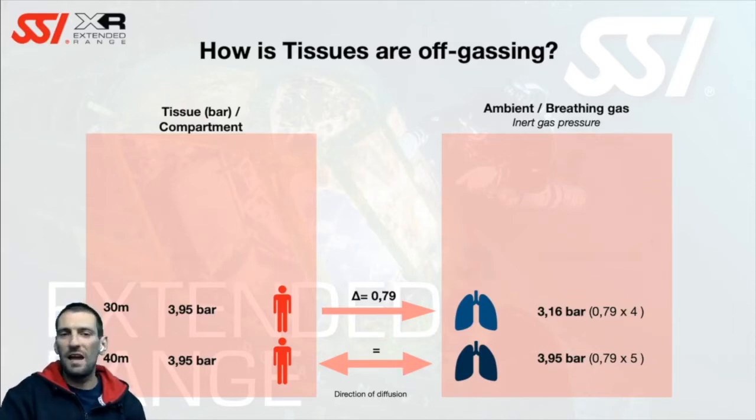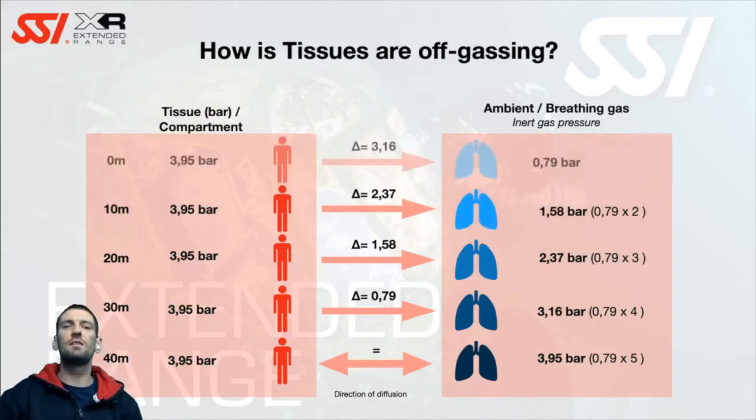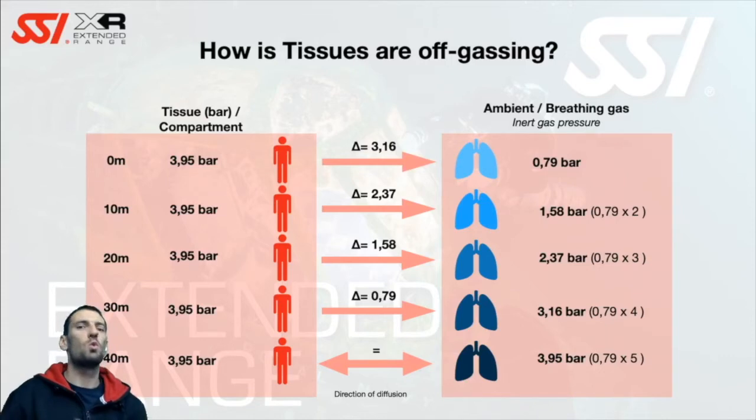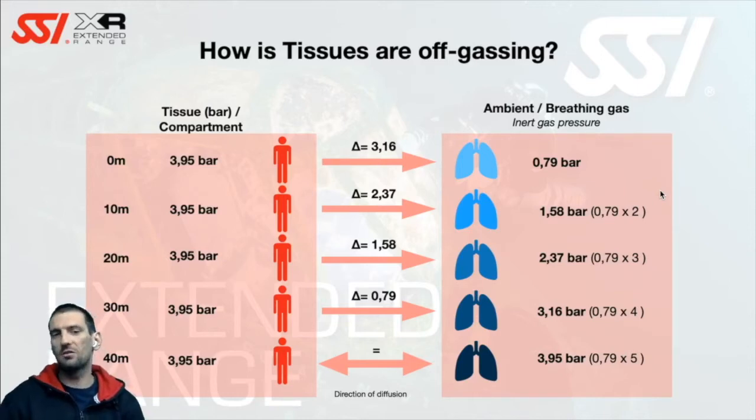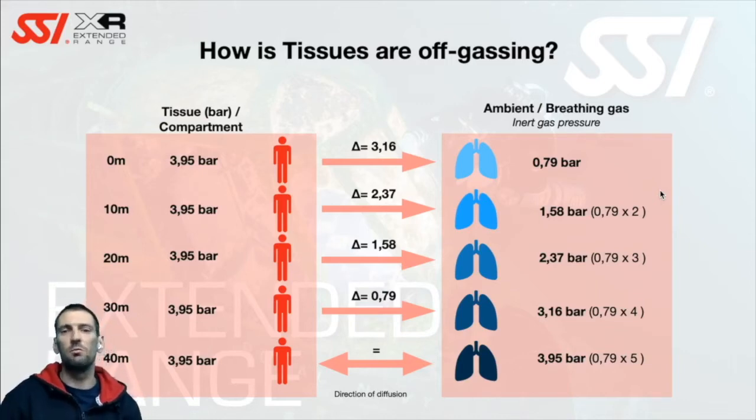And again, the same rule applies. If we go shallower, we are creating more pressure difference. So more pressure difference, we are off-gassing faster, more efficiently. So we could say that, okay, that's great then. We can go to 100 meters, and once we finish our dive, we should go directly to the surface, because then the pressure difference will be the highest, so our off-gassing process will be most efficient. And that is true. It would be most efficient, but we all know that this is impossible because we will probably die because of decompression sickness. And we will talk about why that is later on.